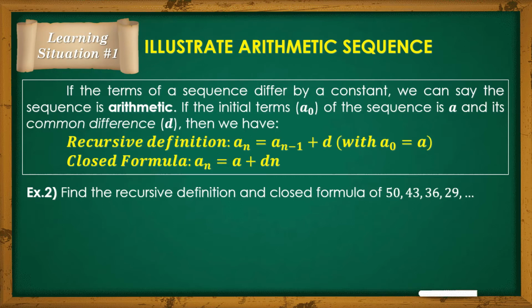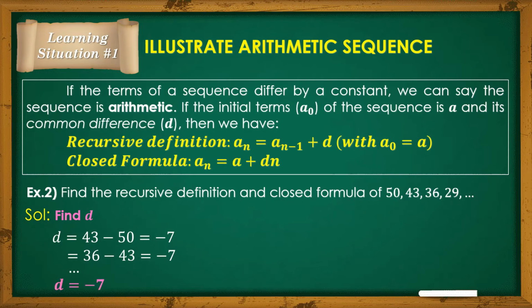Let's try number 2. Recursive definition and closed formula for the sequence 50, 43, 36, 29, and so on and so forth. Another solution will be finding the common difference. 43 minus 50 is negative 7, 36 minus 43 is negative 7, and so on and so forth. Our common difference is negative 7.